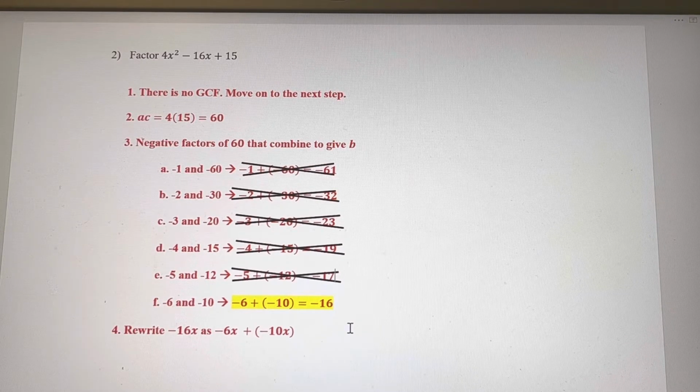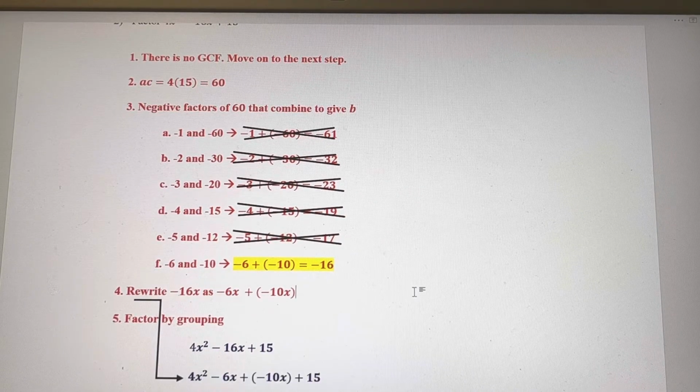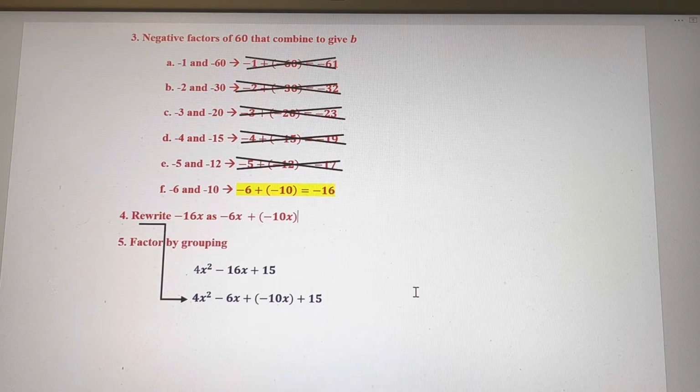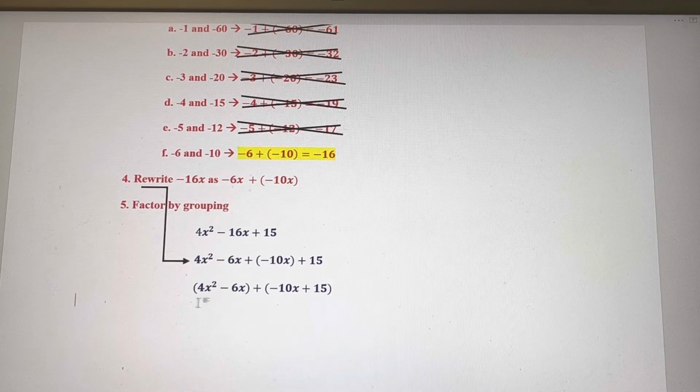All right, so we're going to rewrite, like I said, this using this. So let's substitute that in there. And now we can factor by grouping, okay? Group these 2 terms together, and group these 2 terms together. All right, so let's look at this binomial.